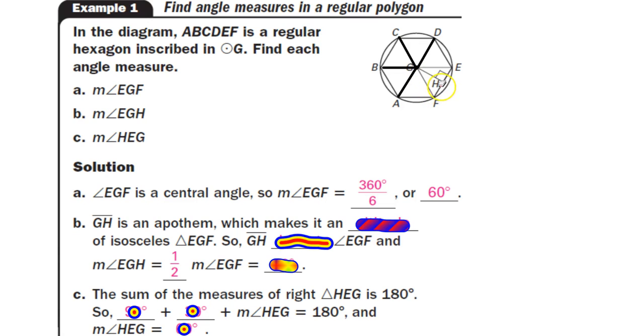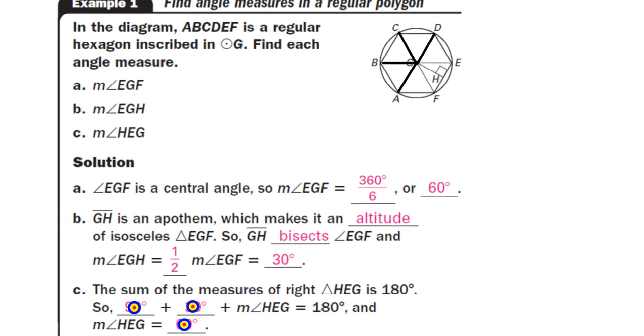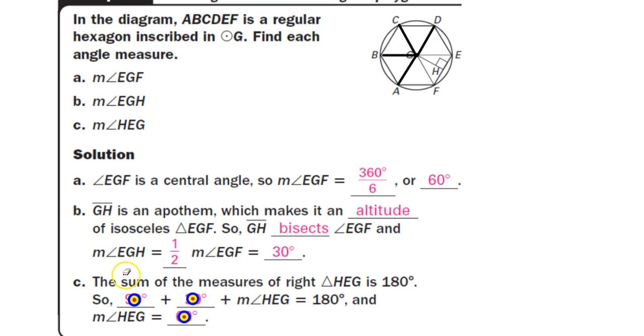Remember, these are isosceles triangles, and this apothem is also an altitude. And remember, an altitude going from the base of an isosceles triangle to the vertex is also a perpendicular bisector, an angle bisector of the vertex angle, and also a median. So we just discovered that EGF is 60 degrees, and so this altitude is going to bisect that, so angle EGH is going to be half of that, right? So half of 60 is 30. Then the next question is, what's the measure of angle HEG?